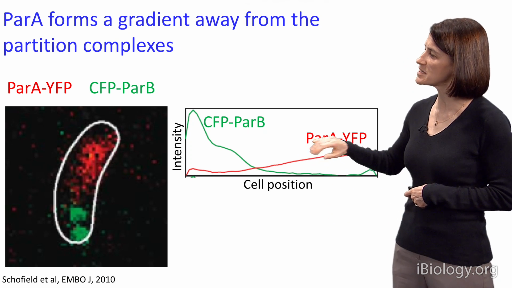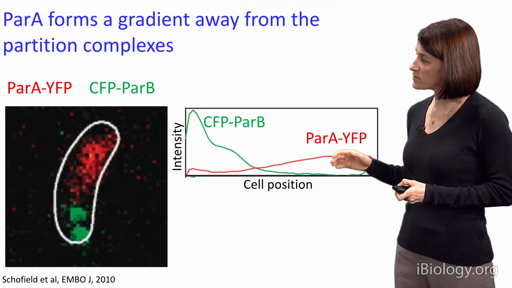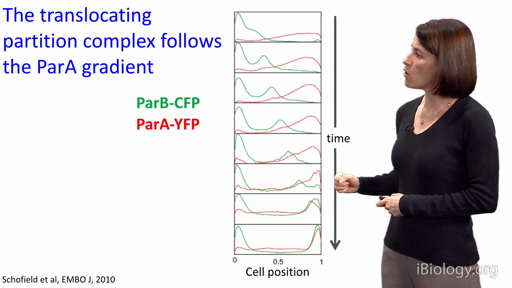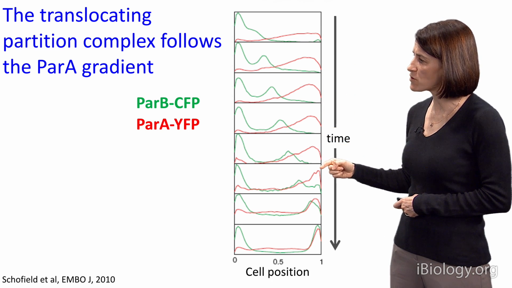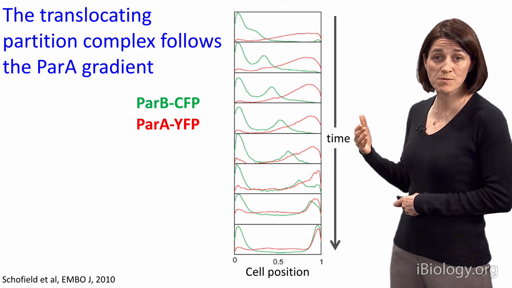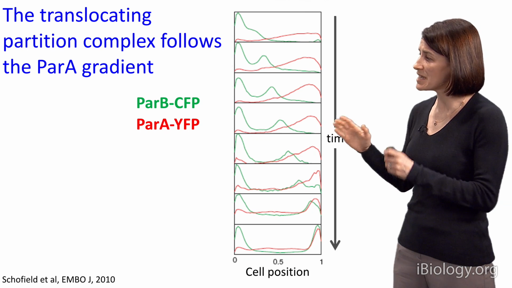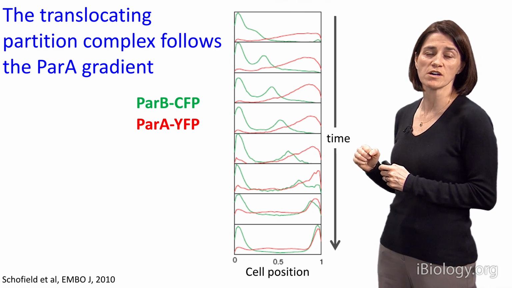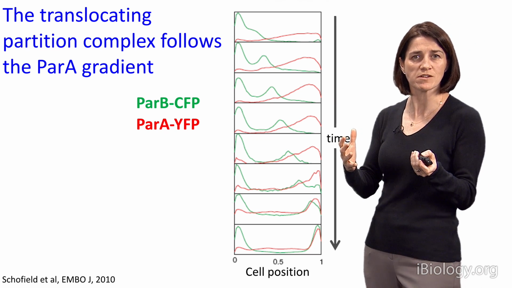You can see that it forms this shallow gradient. So this is looking at the beginning, following DNA replication. But if we follow this over time, you can see here that the ParA gradient, in red, is getting steeper and steeper as the partition complex, shown in green, is basically moving along as if it was walking, following the ParA gradient. So how does this happen?